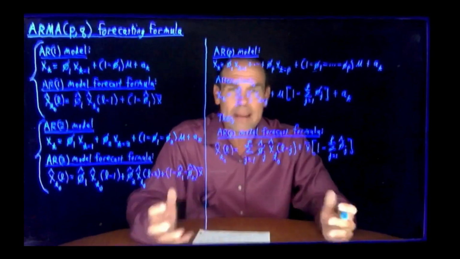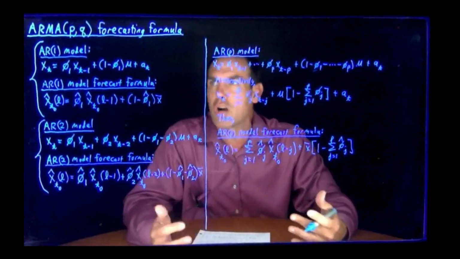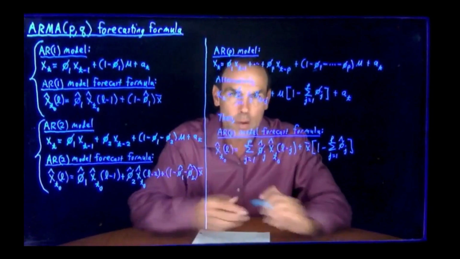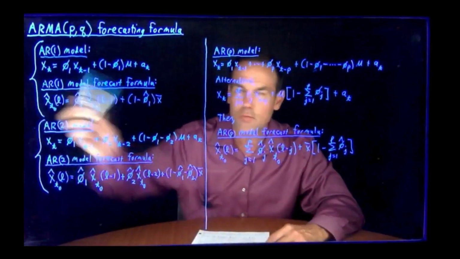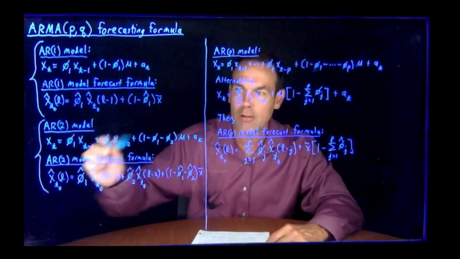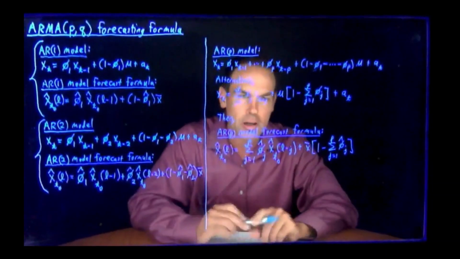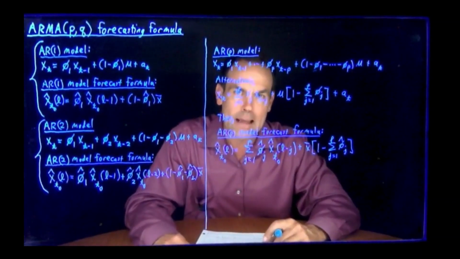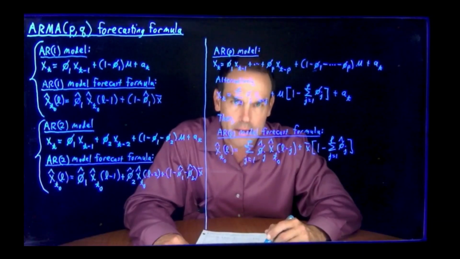Now, why would I do this? That's not the title of this video. This video is supposed to be about ARMA(p,q) forecasting. Well, I think I've got us in a good position, because if we understood our review of the AR(1) model and its forecast formula, the AR(2) model and its forecast formula, and the AR(p) model and its forecast formula, we're not far away from being able to understand the forecast formula for the ARMA(p,q). That's what we'll do on the next light board.